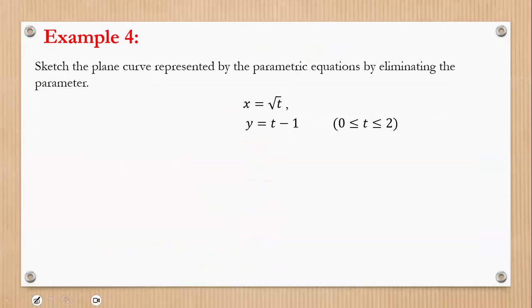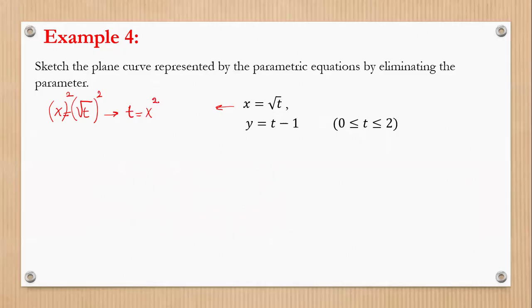So next example, we want to graph these parametric equations by eliminating the parameter. Again, we need to try to find the t from one of the equations, which is mostly the x equation, and then replace it into the y equation. If I want to find the t from this equation, I know that x is equal to the square root of t. And if I want to isolate the t or get rid of the radical, I need to square both sides. So I get that t must be equal to x squared.